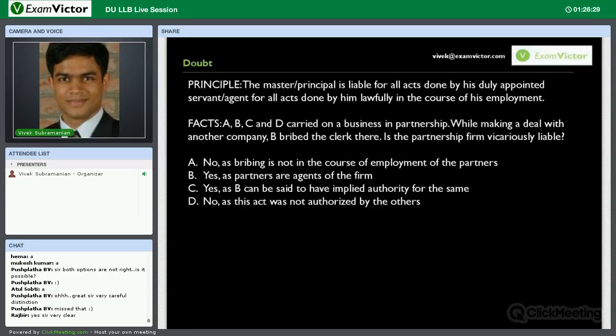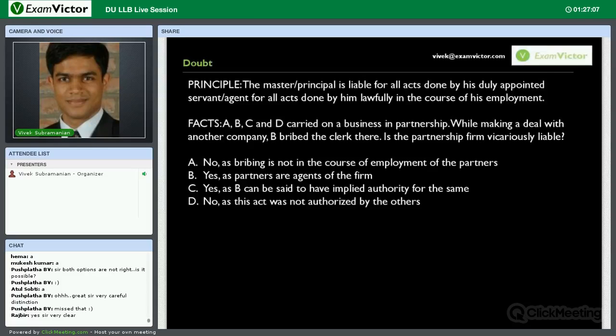the master or principal is liable for all acts done by his duly appointed servant or agent, for all acts done by him lawfully in the course of his employment. This is the same principle as we saw earlier, in the case of the state. The same principle is applicable here also. So in the course of employment, whatever is done by the agent, the master, or the principal, is responsible. The facts are: A, B, C and D carried on a business in partnership. While making a deal with another company, B bribed the clerk there. Is the partnership firm vicariously liable?